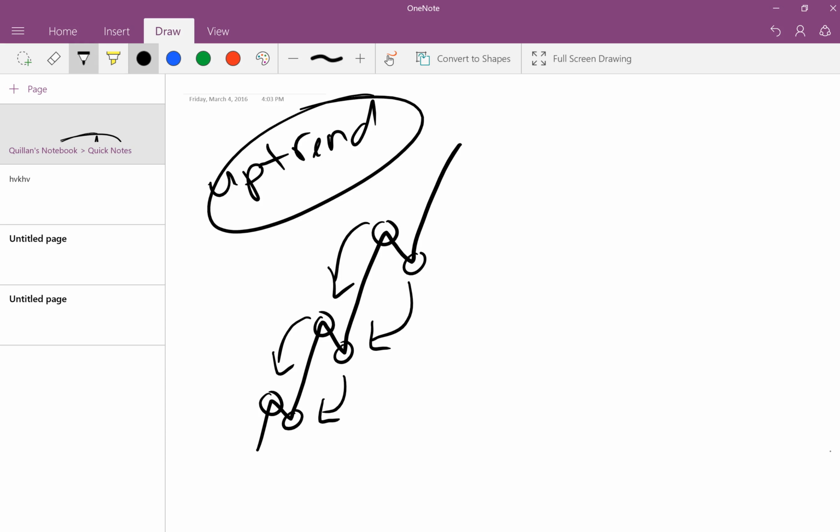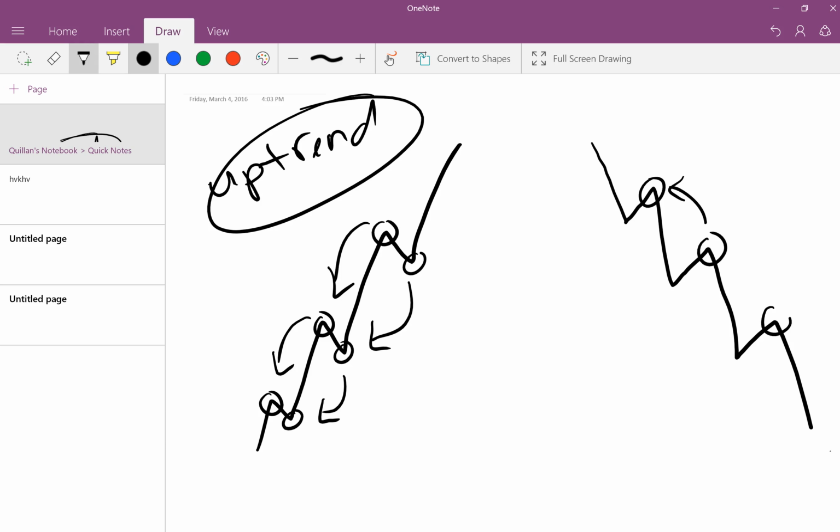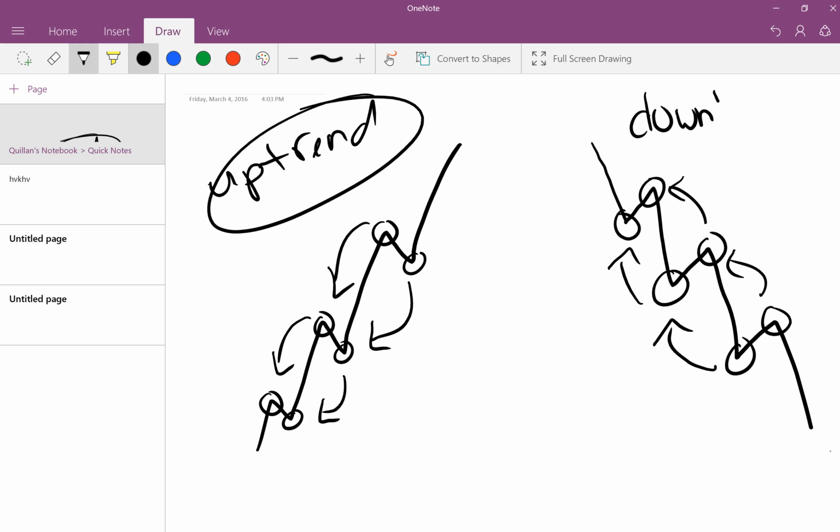Same difference goes for a downtrend, guys. It makes these kinds of formations right here. It makes lower highs. As you can see, this high is lower than this high. This high is lower than this high. And it makes lower lows. This low is lower than this low. This low is lower than that low. So knowing this shows you a downtrend.